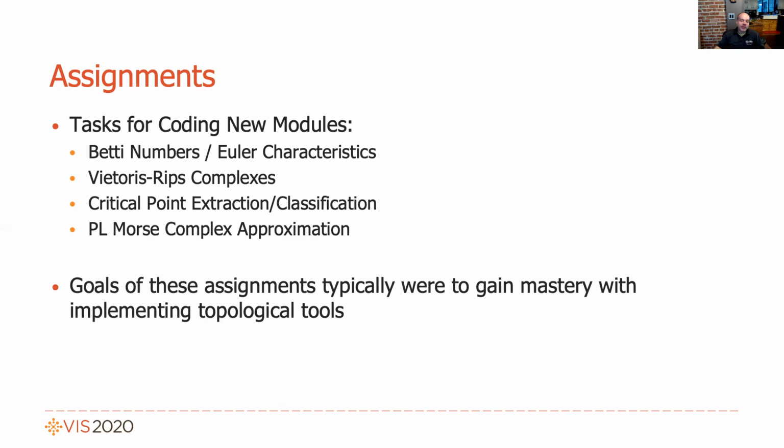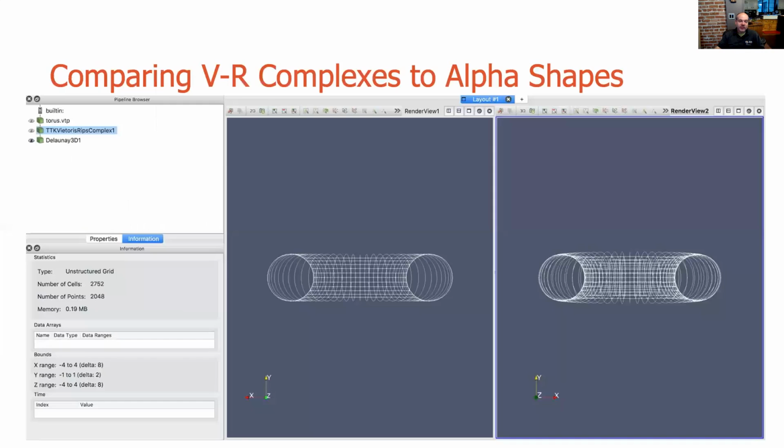Generally speaking, all these assignments were to try to gain mastery in both implementing topological tools and then using them for data analysis. And here are a few slides that show a couple examples of the sorts of things students put together. This is a great example of using TTK to implement an object that you could then compare to a different object using ParaView. In particular, in the image that you see here, on the left is the implementation of a student's Vietoris-Rips complex module, and that's the TTK Vietoris-Rips complex that you see. And on the right, you see ParaView's Delaunay 3D module, which has features to allow you to extract alpha shapes, and you can set the threshold for what alpha you want. So students were able to compare the difference between VR complexes and alpha shapes side by side using ParaView to work with and visualize the structures they were building.